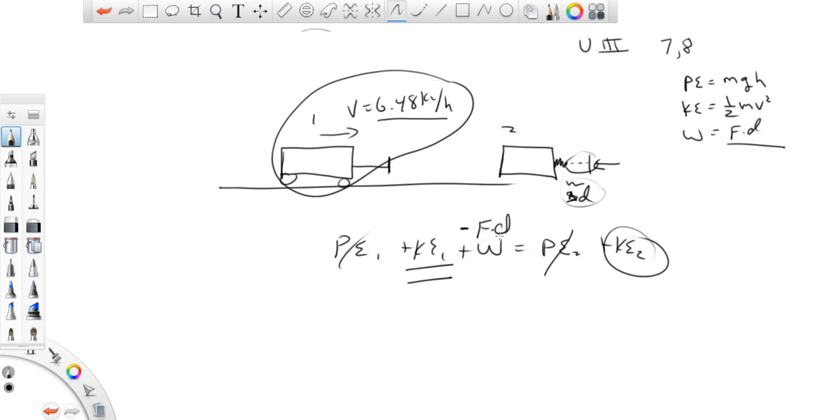Now, the force times distance, that's how work is calculated. And the minus sign is because when this car hits this object, the car is moving to the right, but the force on the car is directed to the left. That's why the work is negative. Anyway, that should get you through number 8.